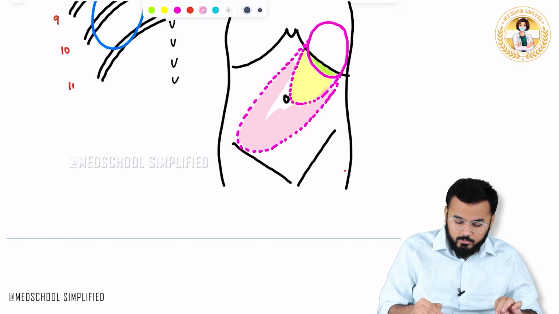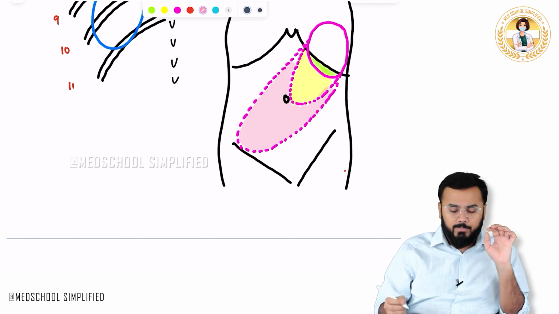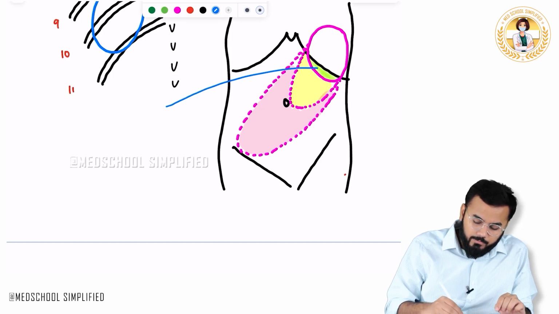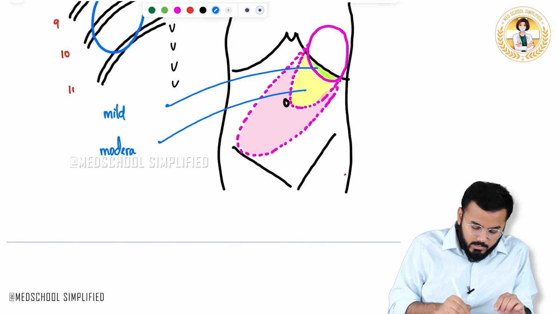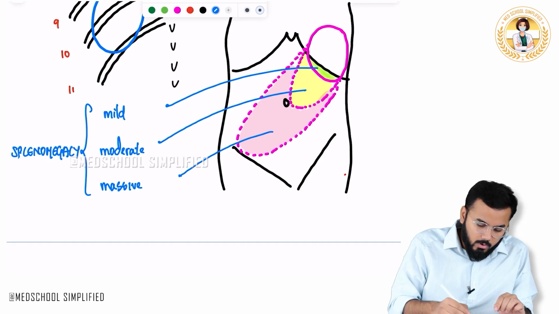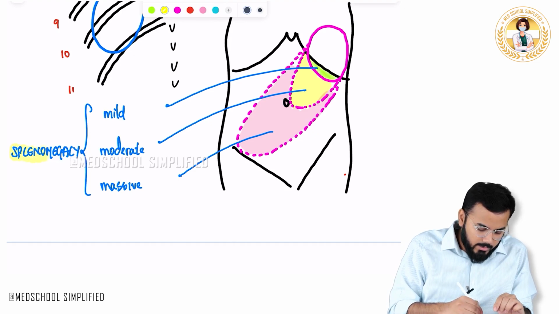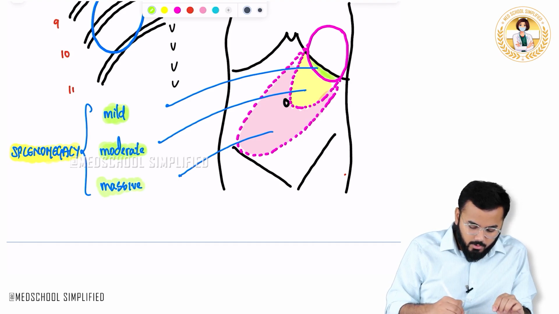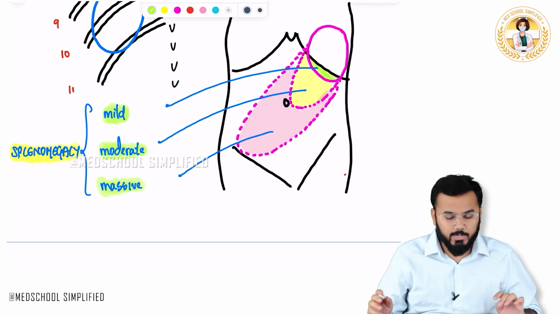So there are 3 important types of spleen enlargement. What are those 3 types? Mild, moderate and massive, okay. So this is called mild, this is called moderate splenomegaly and this is called massive. All these are the 3 grades of splenomegaly: mild splenomegaly, moderate splenomegaly and massive splenomegaly. So these are the 3 different types of splenomegaly which we have got.